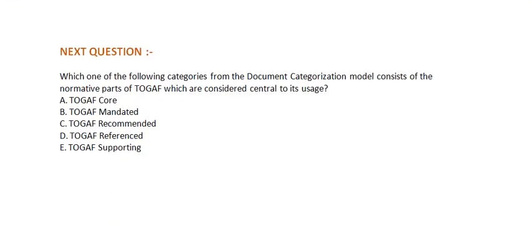Next question is, which one of the following categories from the document categorization model consists of the normative parts of TOGAF which are considered central to its usage? Option A, TOGAF core. Option B, TOGAF mandated. Option C, TOGAF recommended. Option D, TOGAF referenced. And option E, TOGAF supporting. The correct answer is option B.